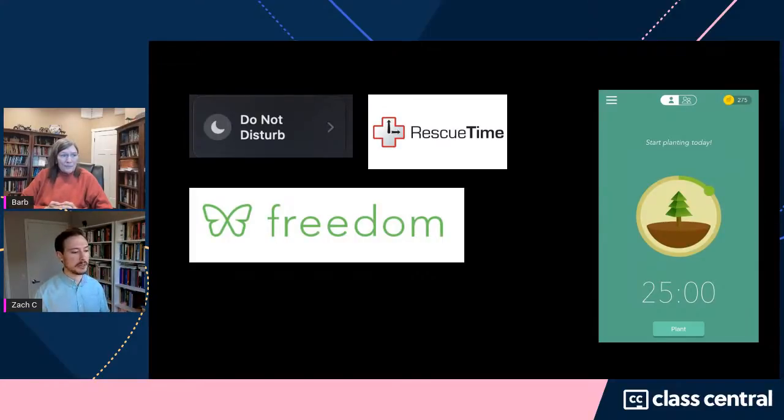Now let's talk about some of these other software solutions. Freedom is a software suite that runs in the browser or runs on your desktop that blocks certain applications by time of day.